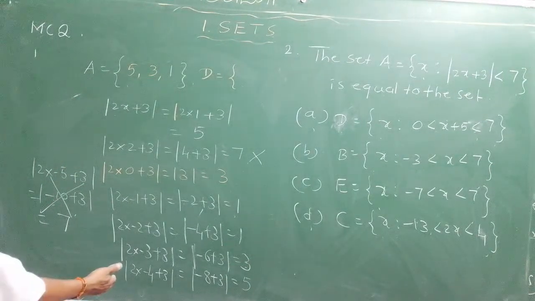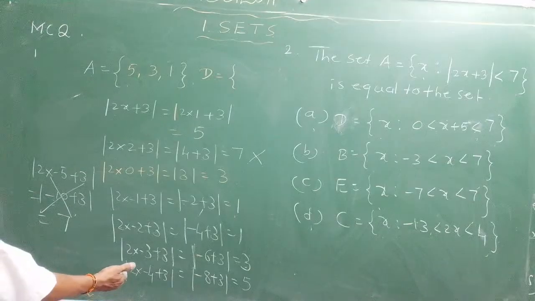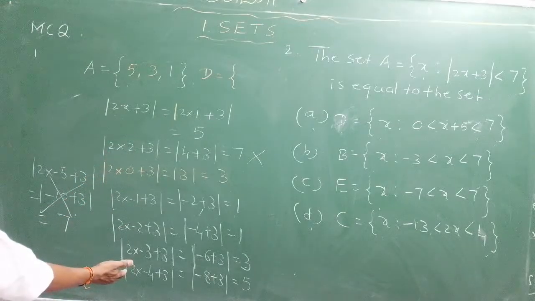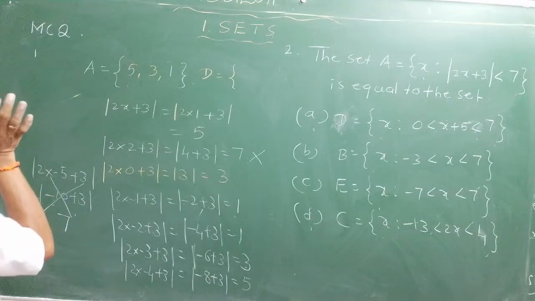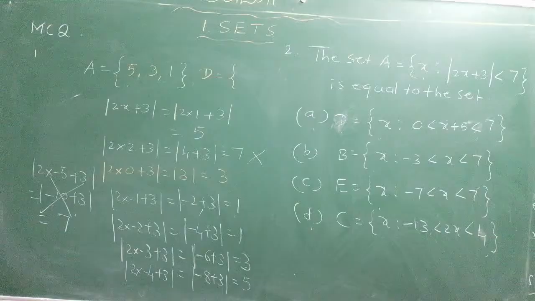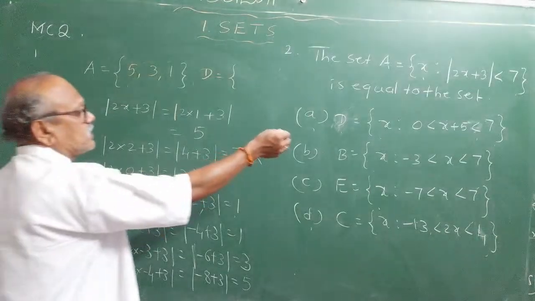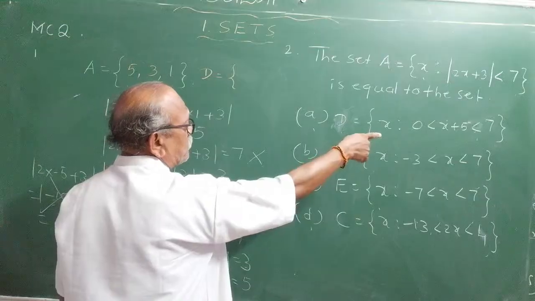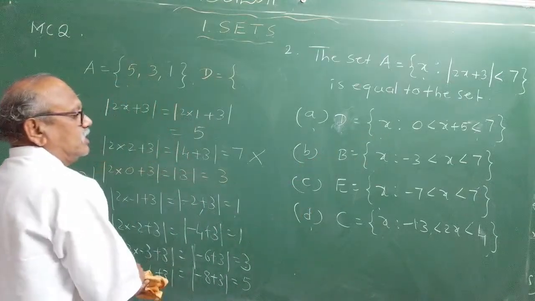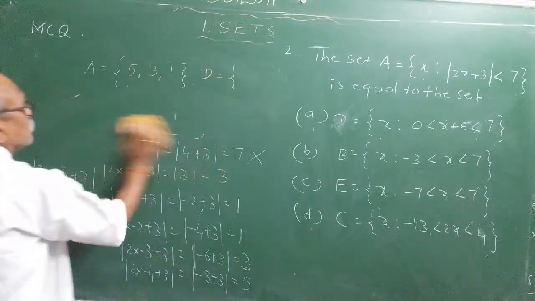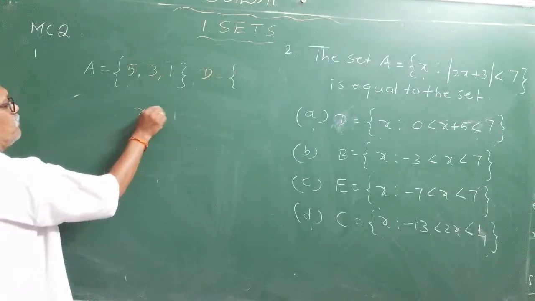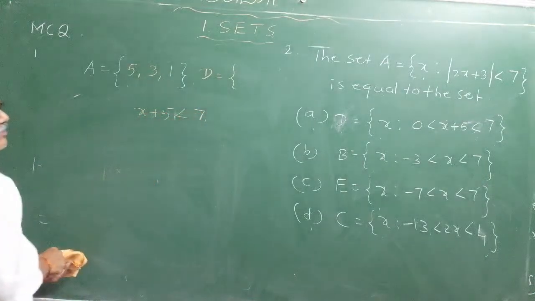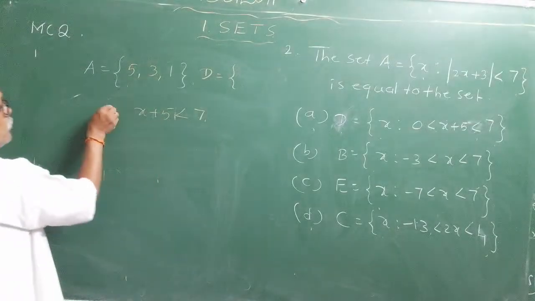x may take the values from minus 4 onwards. What is the D? 0 is less than x plus 5, x plus 5 is less than 7. Then what are the possible values to get the set D? Try. x plus 5 is less than 7. It should be greater than this thing.